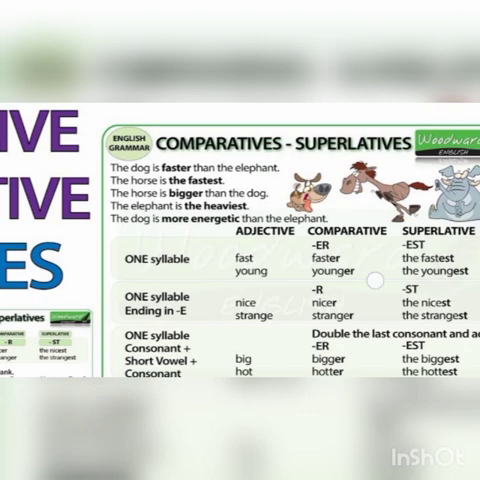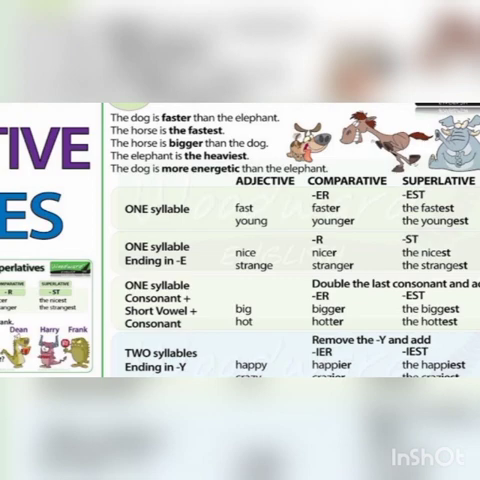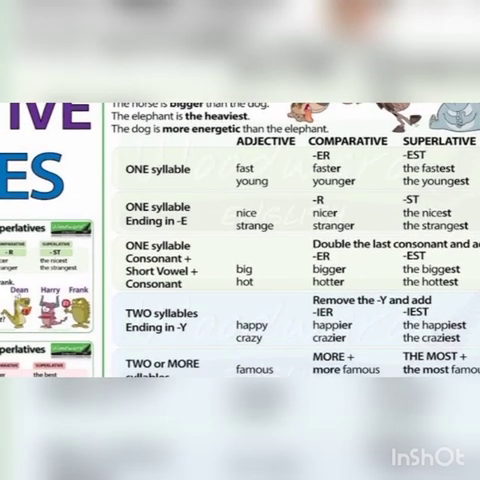One syllable ending in E, for example, nice, strange, we have to add only the R, nicer or stranger. In superlative, the nicest and the strangest. What happens with this one syllable consonant? We have to double the last consonant, in this case, the G in big. Big, the adjective, and of course we have to double the last consonant, big, bigger. And we add the suffix er, bigger. Hot, hotter. And of course, we continue with superlative. We are adding the biggest, and the hottest.